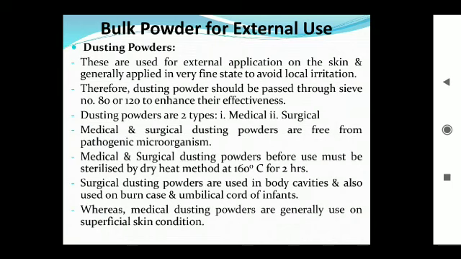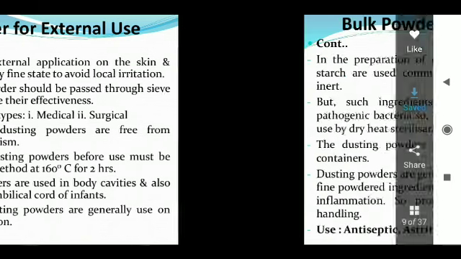In dry heat sterilization, the equipment used is a hot air oven. This hot air oven is used for sterilization of medical and surgical dusting powders. These surgical dusting powders are used in body cavities and also on burns, cuts, and the umbilical cord of infants, whereas medical dusting powders are generally used only on superficial skin conditions, applied only on the external surface.